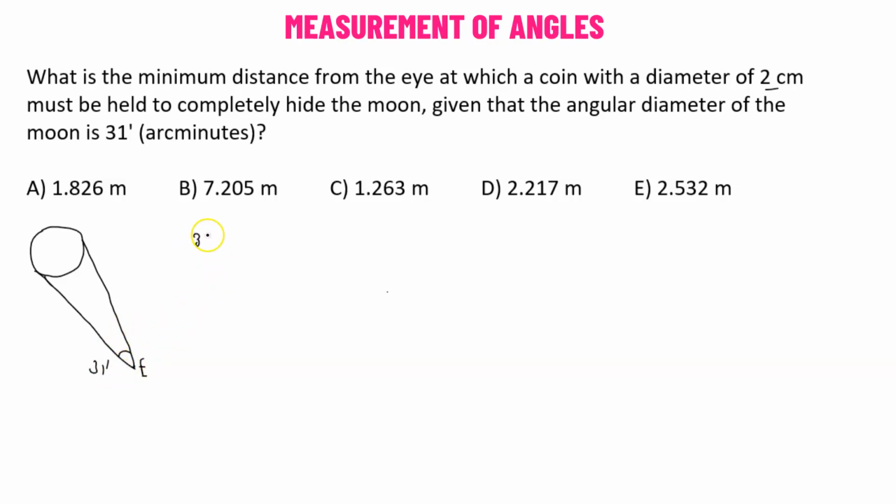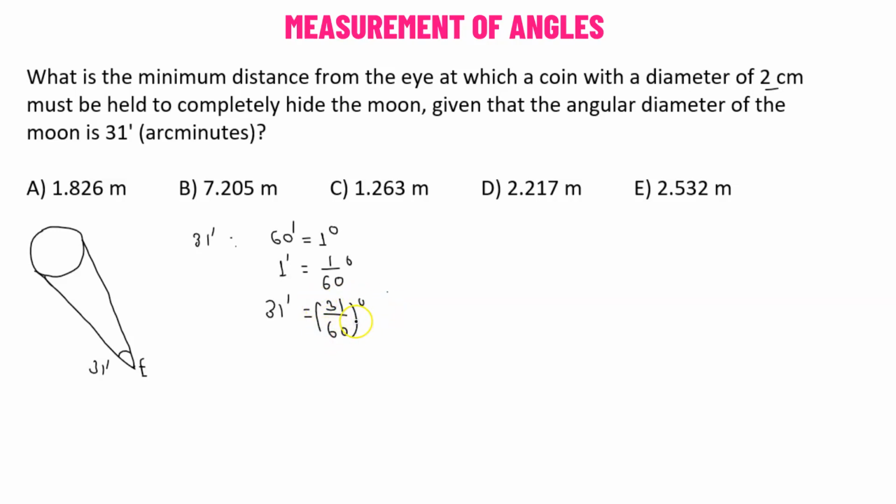So here we have 31 arc minutes. Our goal will be to convert it to radians. Here we're going to use the fact that 60 minutes is equivalent to 1 degree. So in 1 degree we have 60 minutes, and in 1 minute we're going to have 1 over 60 degrees. Since we have 31 minutes, 31 minutes is going to transform to 31 over 60 degrees.